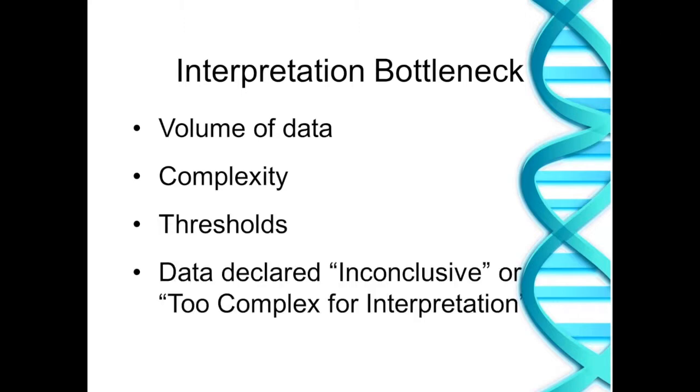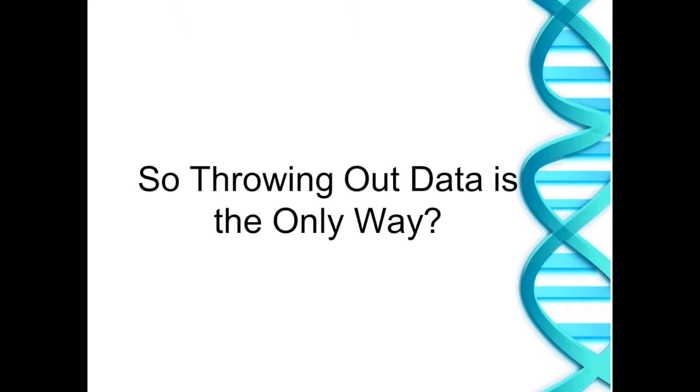So what typically ends up happening is that a lot of data just ends up being declared as inconclusive, or too complex for interpretation. There are too many contributors. We can't do anything with it, basically because we don't have the time or the ability to sort through it. So it just gets tossed out. And is throwing out data the only way to do it? Well, to steal a line from Yoda, no, there's another.